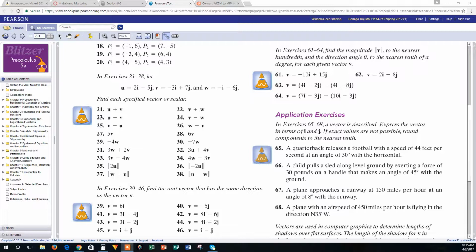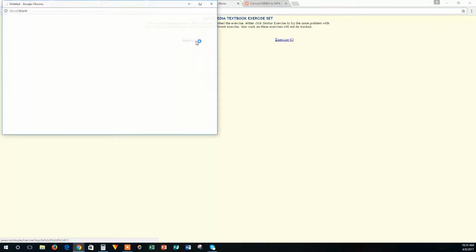Find the magnitude and direction of a vector. I couldn't find that exact title anywhere, but I believe this is what I'm supposed to be showing you. Examples 61 through 64 on page 751. Find the magnitude to the nearest hundredth and the direction angle theta to the nearest tenth of a degree for each given vector. I'm going to try to show you examples 61 and 63, but I believe they will be different from these once we go into the program here. So we'll start off with example 61.